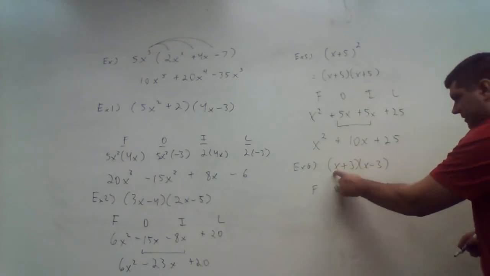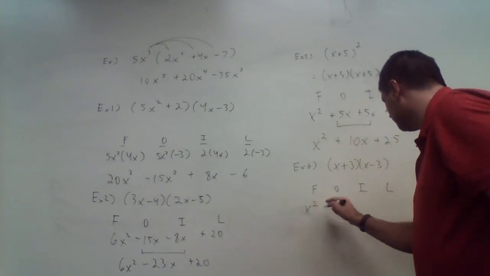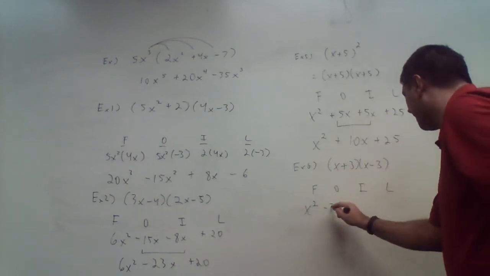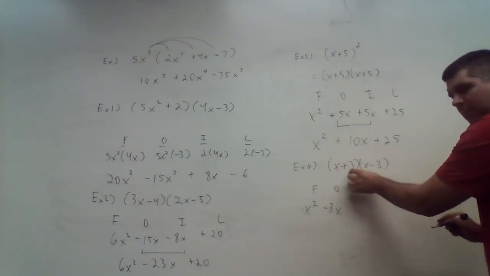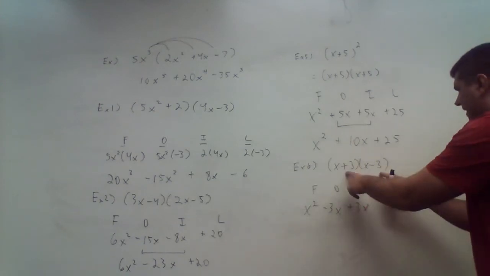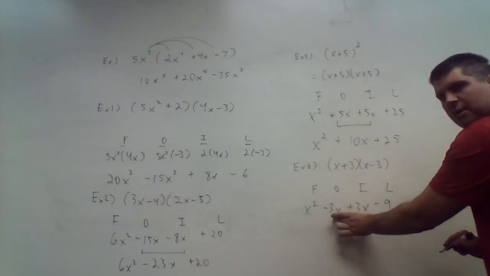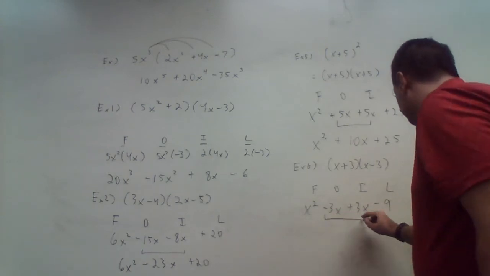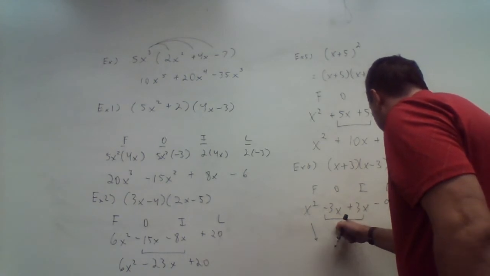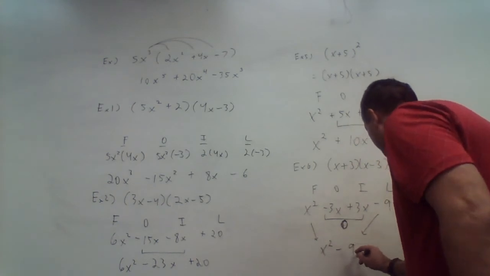First terms, x times x would give me x squared. x times minus 3 is minus 3 times x, minus 3x. Inner terms, 3 times x, so plus 3x. And then the last terms, 3 times negative 3 is negative 9. Those cancel. That's 0. So the only thing you're left with is the x squared minus 9.